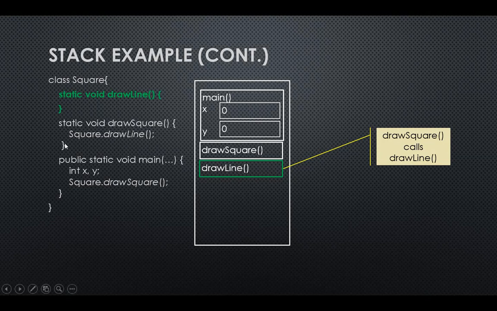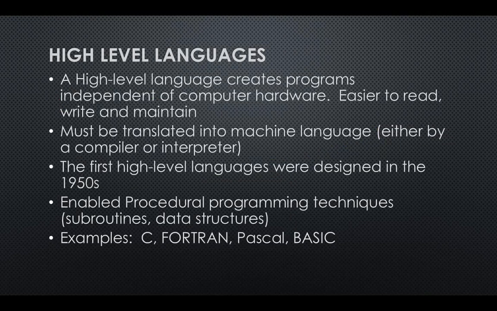Draw square is now complete, represented by this curly brace, so it's going to now pop the call stack frame for its subroutine off of the call stack and return execution back to main. Main then completes its execution and it pops its stack frame off of the call stack. So we can see the stack will grow and shrink as elements are pushed onto it and popped off of it. This is an important feature to keep in mind.